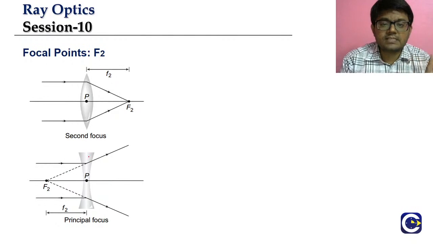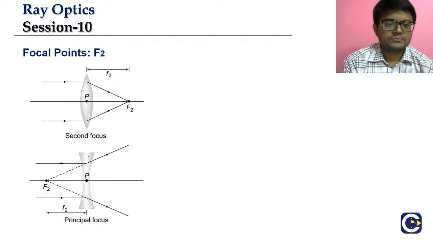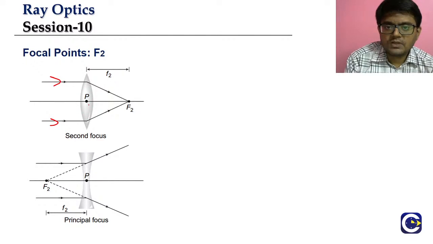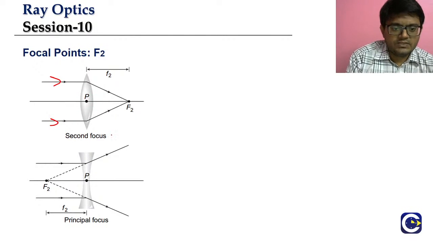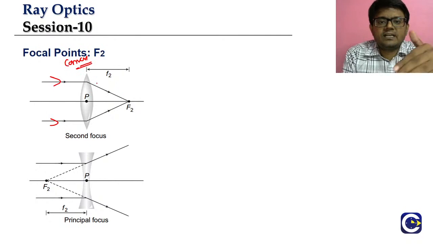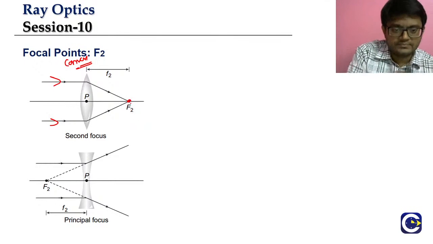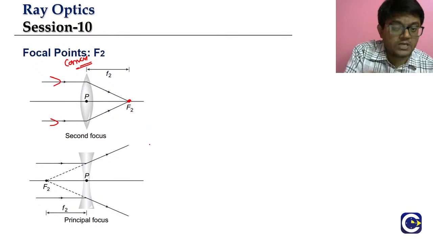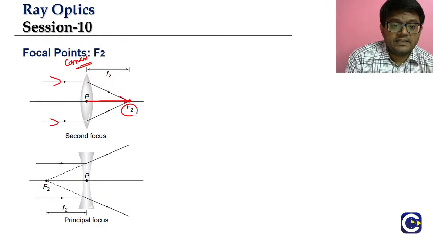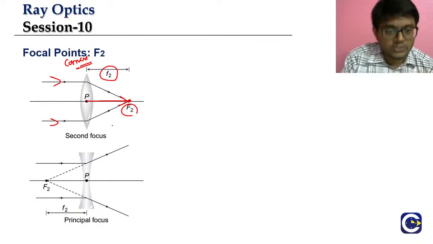So f2 is straightforward, kind of a reverse of what we did. If we pass a parallel beam of rays through the lens, look at this convex lens, we are passing a parallel beam of rays. After refraction, they will converge to a point. In the case of the convex lens, they converge to a point. That's why we call it a converging lens. The point here is marked as f2. And this distance from the optical center to f2 is what we call focal length 2.